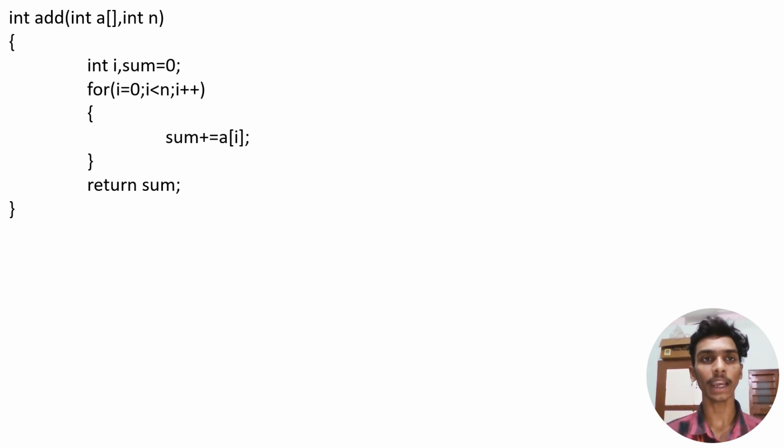Here in the subfunction, we take int a array as an input and n, and I initialize sum equal to 0. Here I use a for loop to add the values many at once in low time. Here we return the sum. As we know, we can return only one variable by using a function.